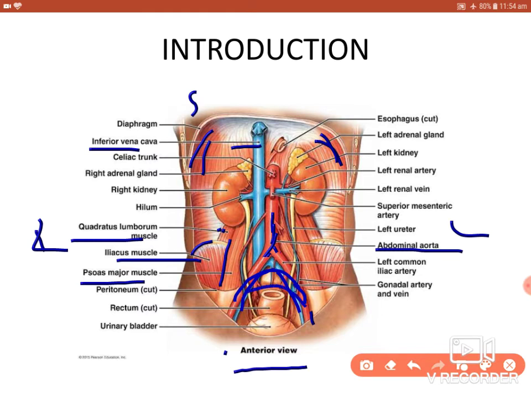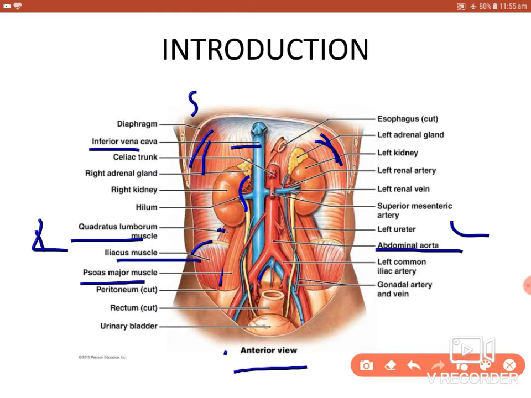Additional to that, you can see the external iliac vein, and here we get the internal iliac vein. The external iliac and internal iliac form the common iliac on the left side and the right side, which join to form the inferior vena cava. You can see the ureter there. See the hilum of the kidney.